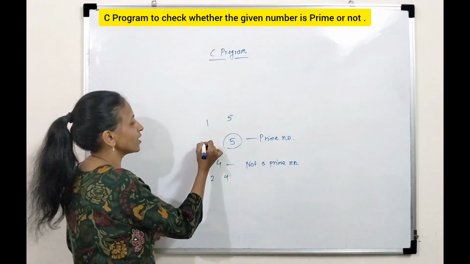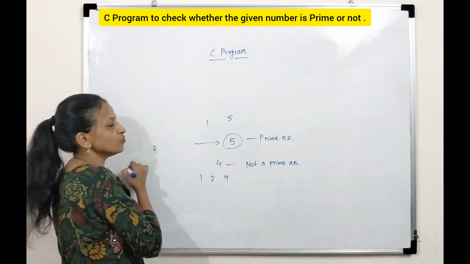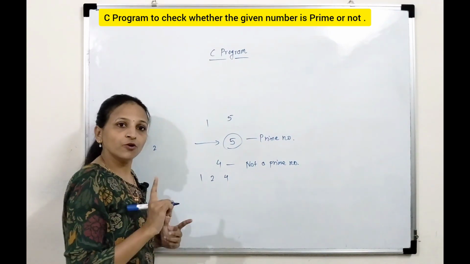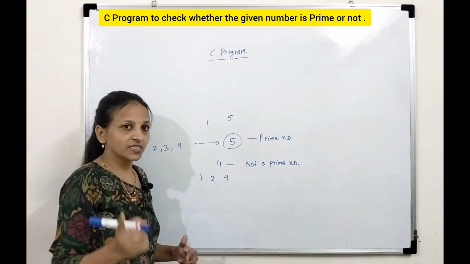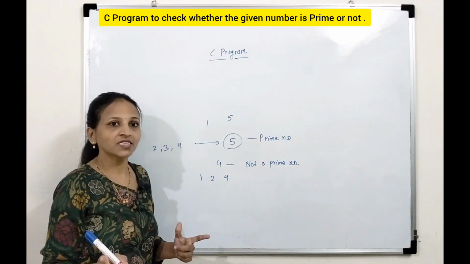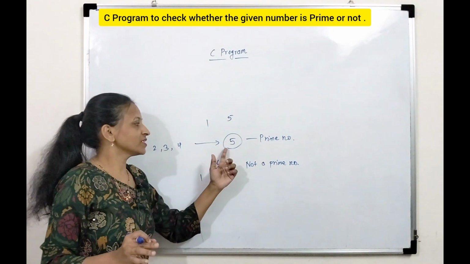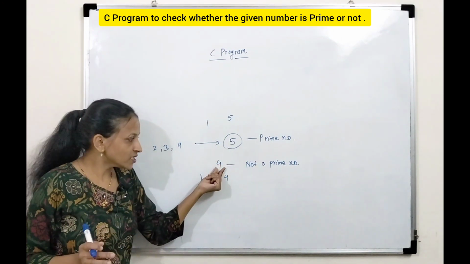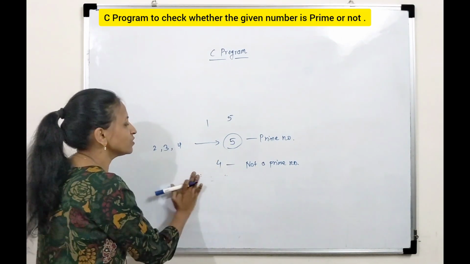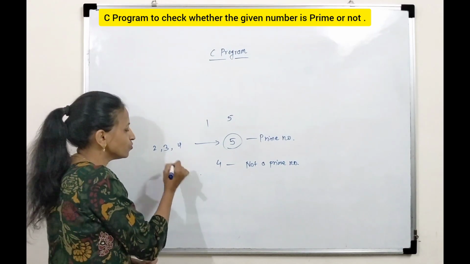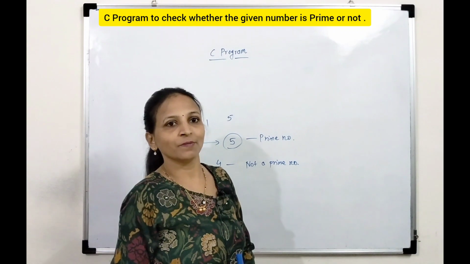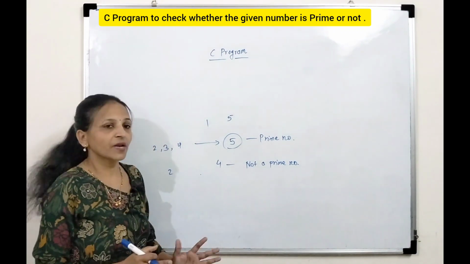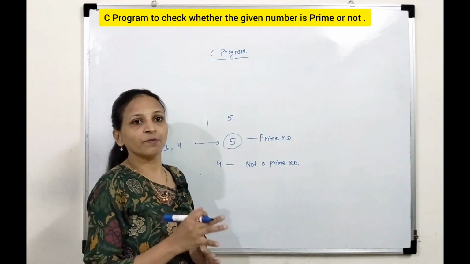Getting? Means we will try to divide this number by 2. Is it divisible? No. 3, is it divisible? No. Again 4, is it divisible? No. Means now we can say that the number is a prime number. But let us check for 4. We will try to divide 4 by 2. Yes, it is divisible. That's why it is not a prime number. Getting? This logic we can apply to check whether a given number is prime or not.